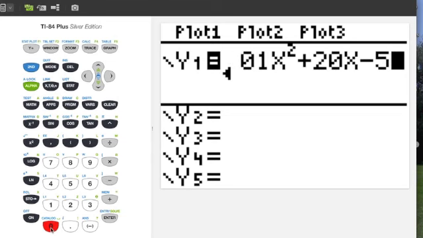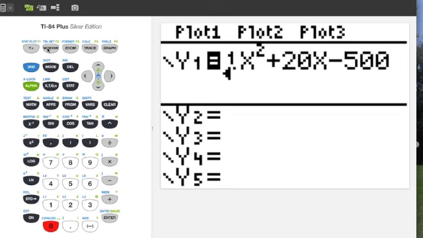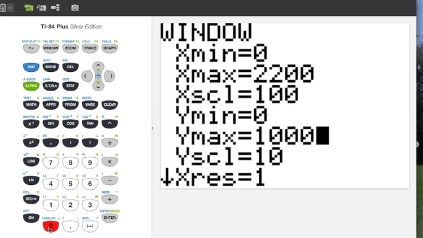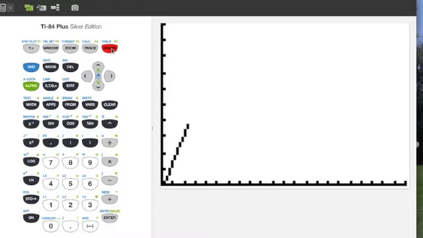minus 500. Our window we'll use is from 0 to, I'm going to make it 2,200. And the y values, we know our highest y value is 9,500. So let's make this 10,000. I'm just going to number by 1,000 so it doesn't look like a solid dark line. And here's my graph.